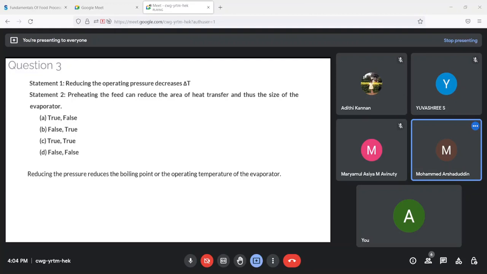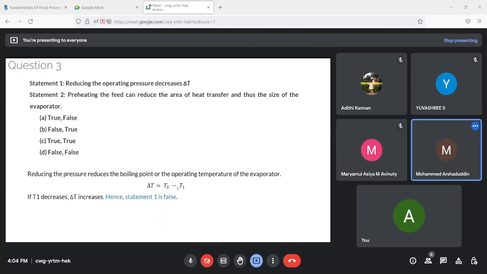Okay, so statement 1, reducing the pressure reduces the boiling point or the operating temperature of the evaporator. Let's say the evaporator is operating at a temperature of T1. If you reduce the pressure, T1 reduces. But here we are talking about delta T, not T1. Delta T is actually equal to Ts minus T1.